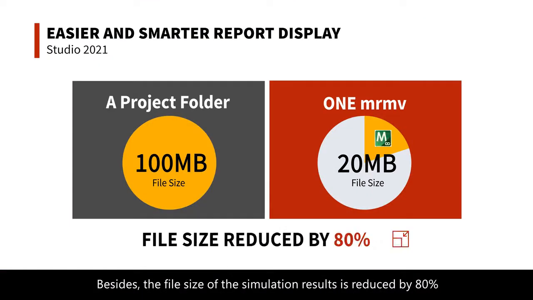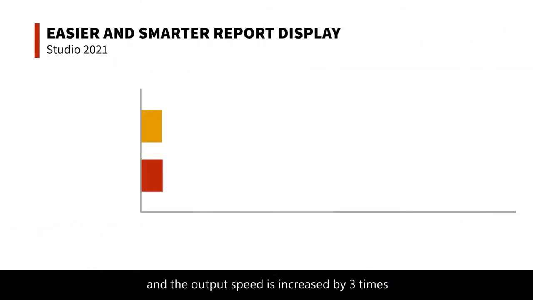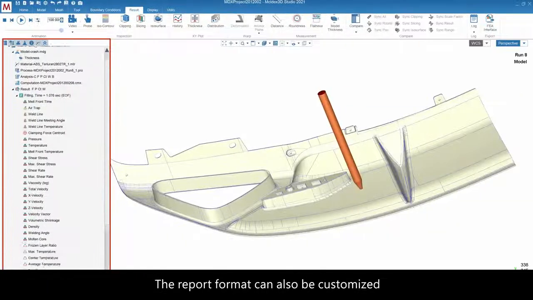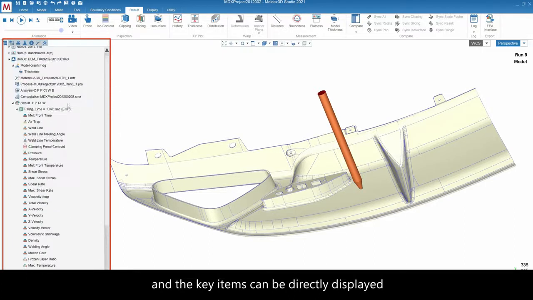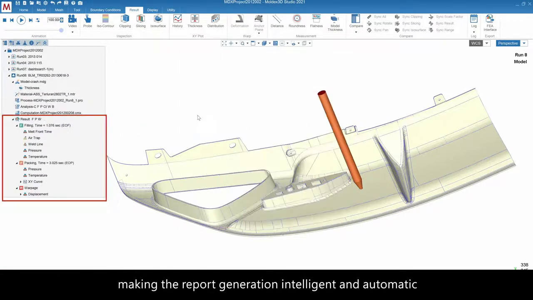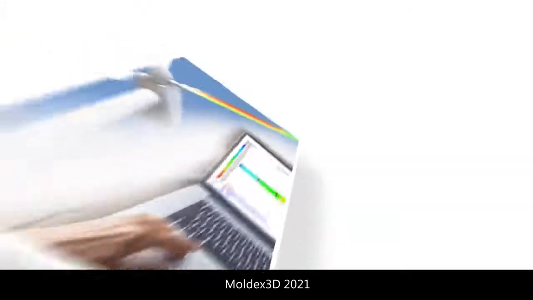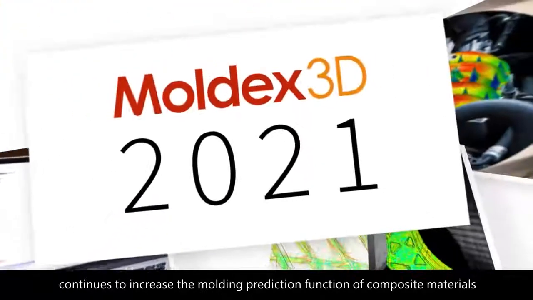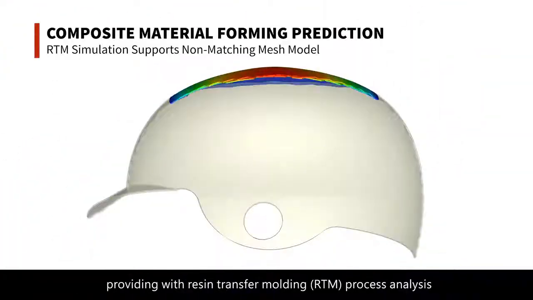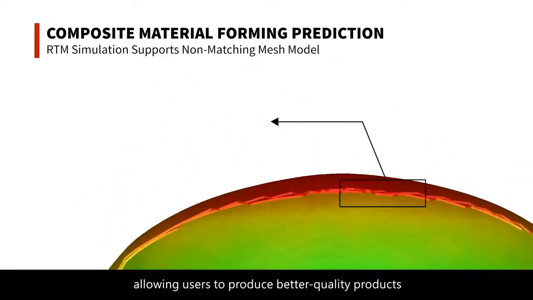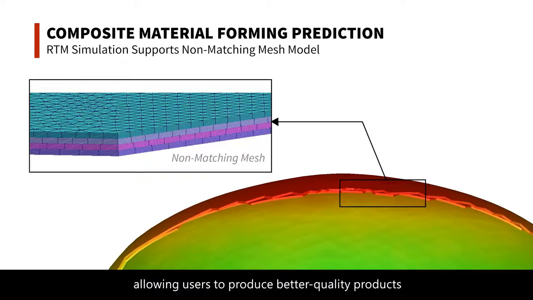Besides, the file size of the simulation results is reduced by 80%, and the output speed is increased by 3 times. The report format can also be customized, and the key items can be directly displayed, making the report generation intelligent and automatic. Moldex3D 2021 continues to increase the molding prediction function of composite materials, providing users with resin transfer molding process analysis, allowing users to produce better quality products.